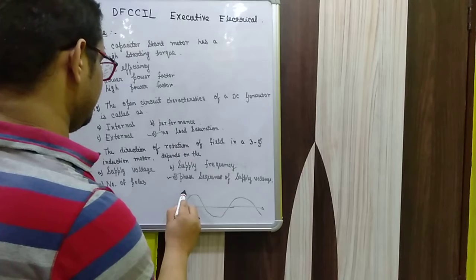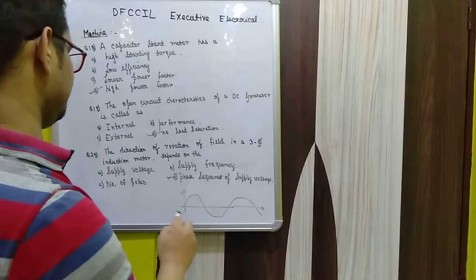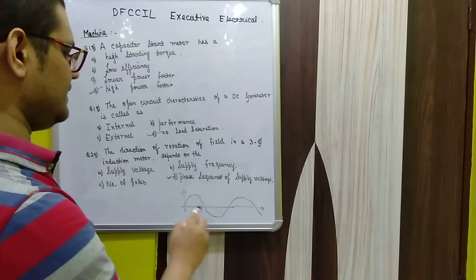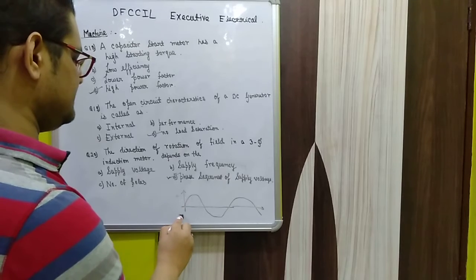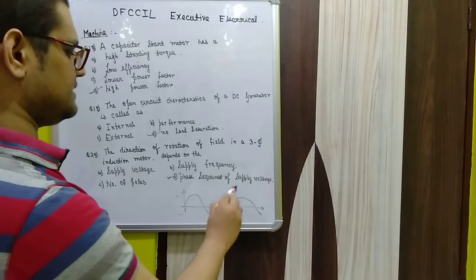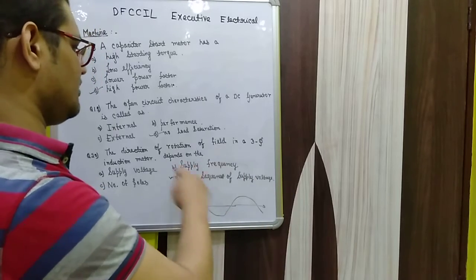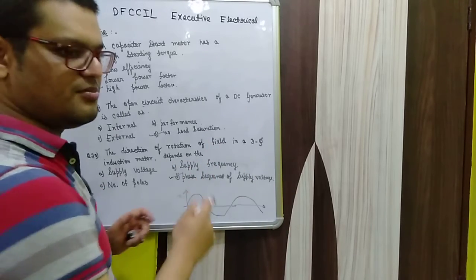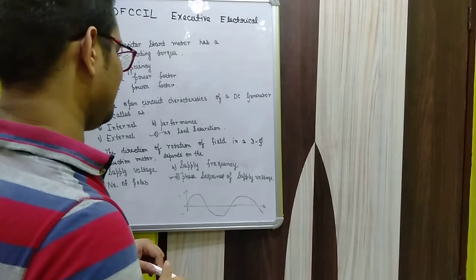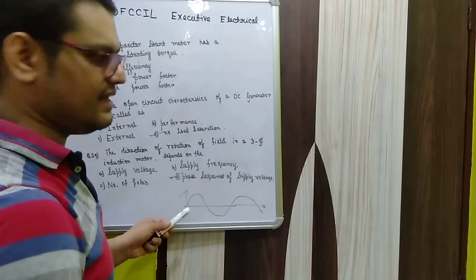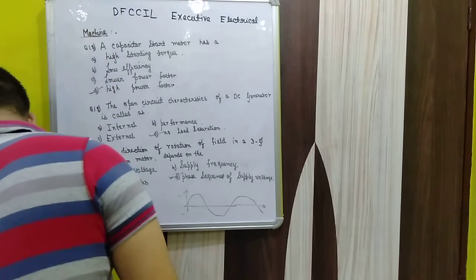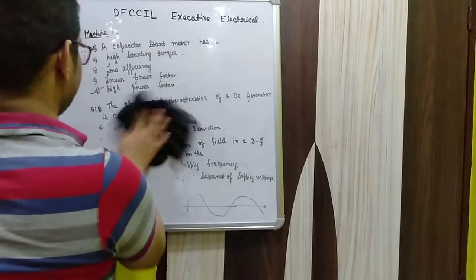So the direction of the rotation of the field in the three-phase induction motor will always depend on the phase sequence of the supply voltage. According to the sequence of the supply voltage, the direction of rotation of the field in the three-phase induction motor will depend. I hope this question's answer is clear to you. Now I approach question number 21.